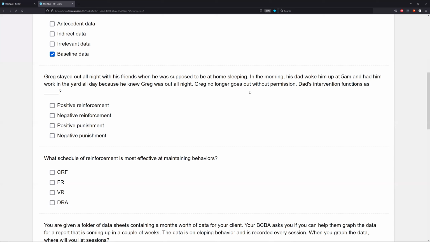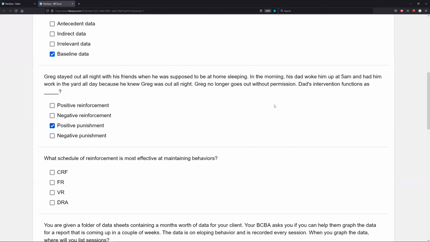Now we ask, was the consequence something added or was something taken away? Well, in the morning, his dad woke him up and had him working all day. So this punishment was added. Something was added to the environment. So therefore, is it positive or negative? Positive means added, negative means taken away. So we know something was added, positive. Greg's behavior decreased, punishment. Therefore, dad's intervention functions as positive punishment.